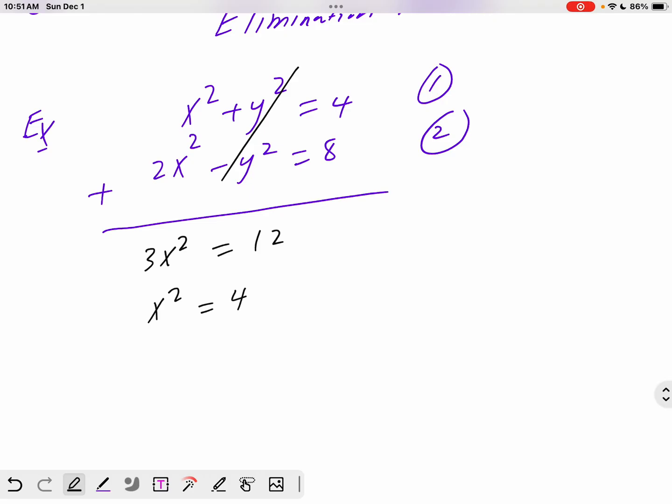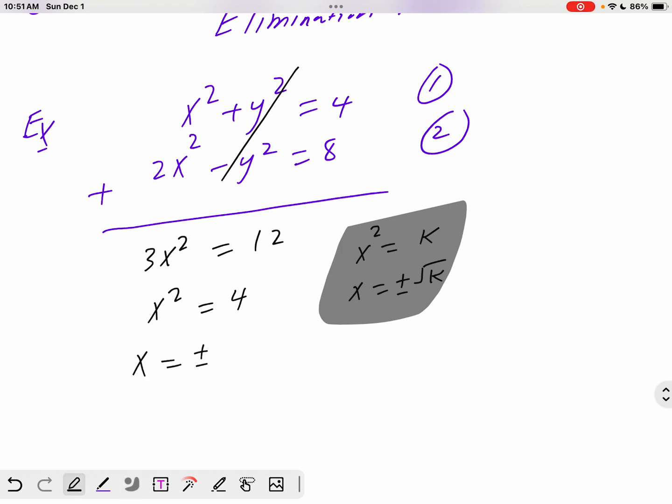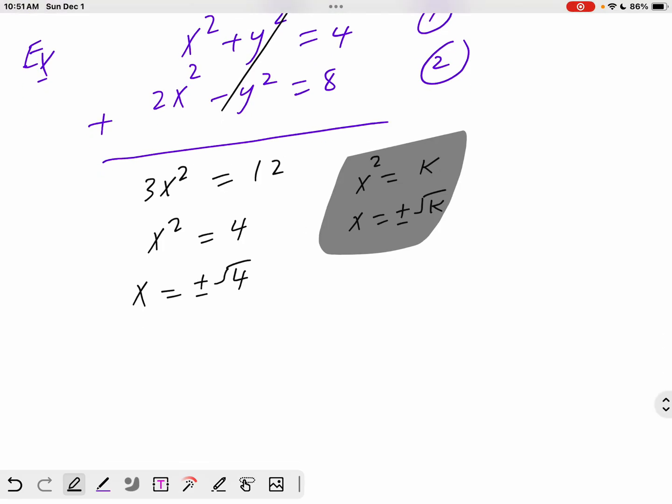And then if you remember the square root principle, if x squared equals any positive number k, so the x is always equal plus or minus the square root of k. If you remember, we solve those quadratic equations by completing the square or using the square root principle. So this is the property we're using here. So then x must be equal positive or negative the square root of 4. And then x is plus or minus 2. So you can write x equals positive 2 or x equals negative 2.